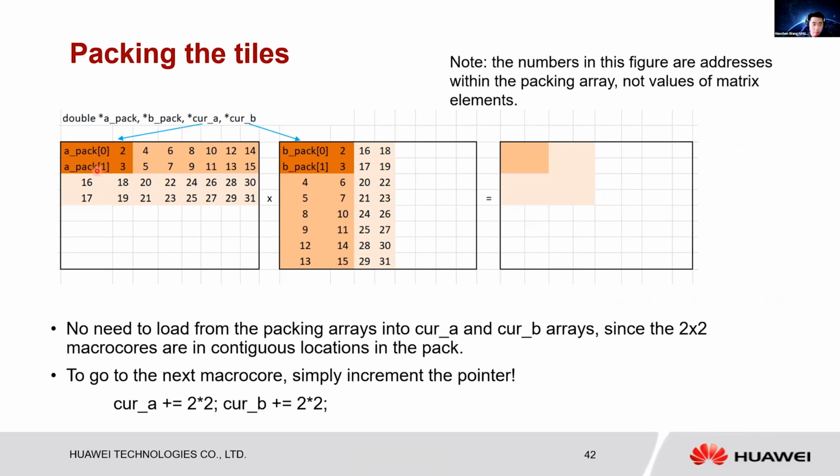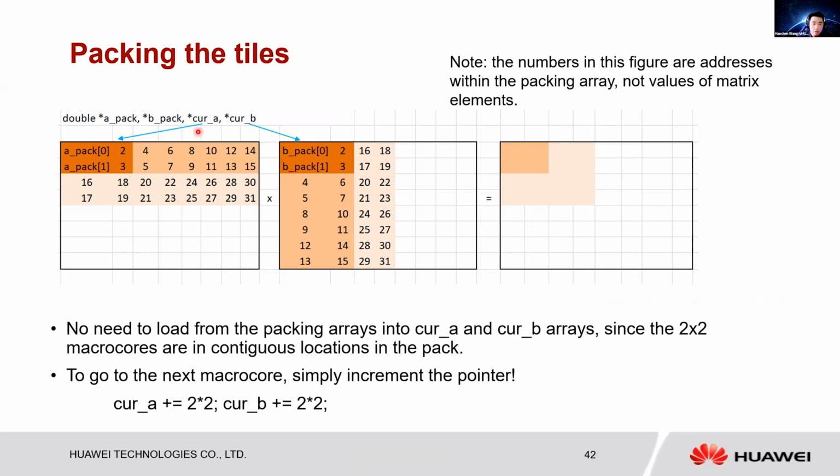After APAC, below APAC 1, we don't pack the item below it in the source matrix, but we pack this item. And APAC 3 is given by this item. These numbers are not matrix elements, they're addresses within the packing array. And same for B, we wrap around the packing here inside the macrocore instead of going down a column naively.